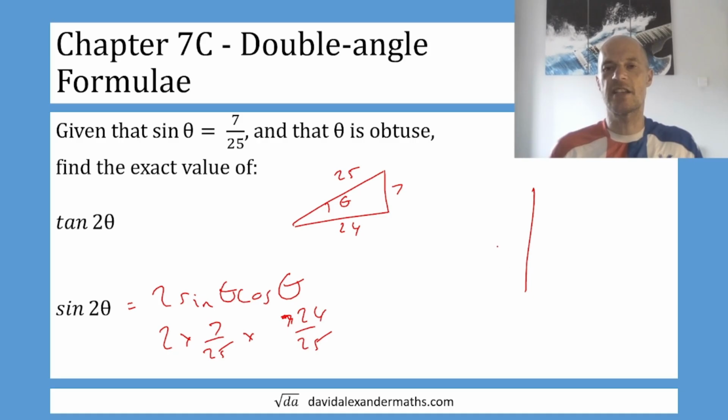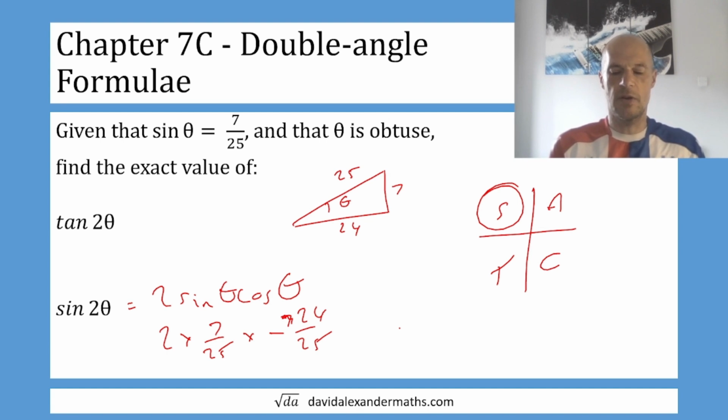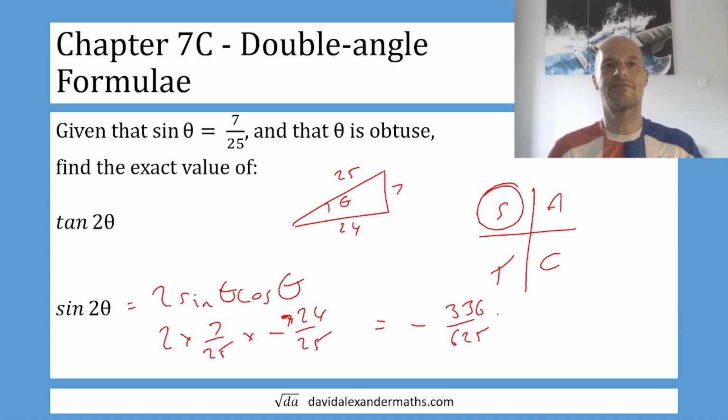Now theta is obtuse, so this is the quadrant where only sine is positive, so the cos is negative, so it's minus 24/25. So what does that come to? We know it's going to be negative because there's only one negative symbol in the whole calculation here. So 2 times 7 times 24 divided by 25 divided by 25, and we get negative 336 over 625.